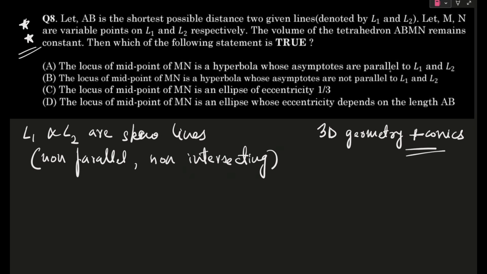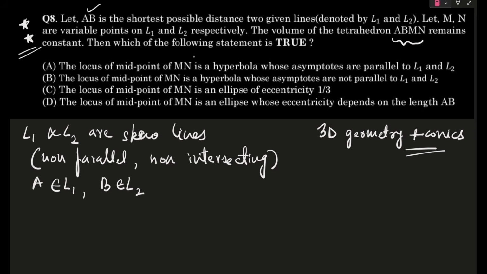Now we have to let M and N be variable points on L1 and L2 respectively. One more thing is that A will belong to L1 and B will belong to L2, because AB is the shortest possible distance between the two given lines. So A belongs to L1 and B belongs to L2. Now, we let M and N be variable points on L1 and L2 respectively, and the volume of the tetrahedron ABMN remains constant. Then which of the following statements is true?